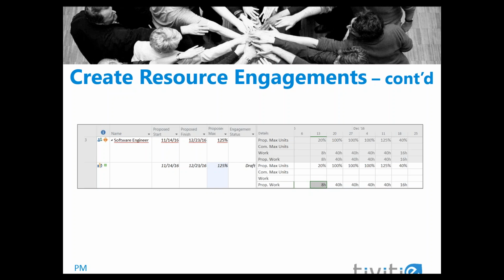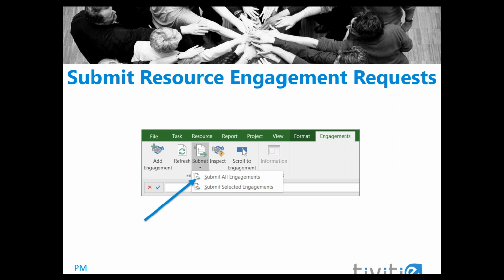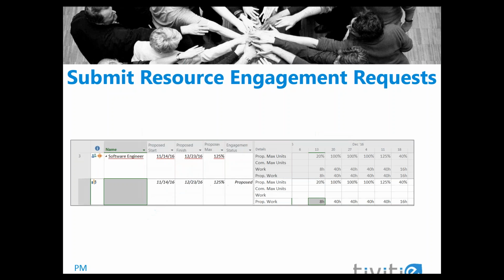The next part of the engagement request process is to submit the engagements. Select one or more engagements and then submit the resource engagement request by selecting Submit under the Engagements tab. And then you can select either Submit All Engagements or Submit Selected Engagements. The engagement status for the engagement is now set to Proposed. These resource engagements are now visible for the Resource Manager in PWA.